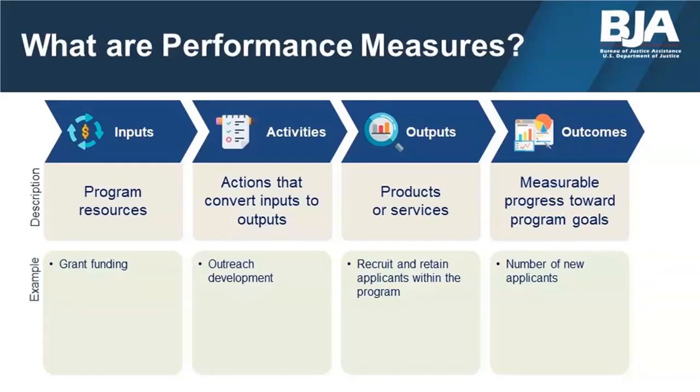Outputs are the accountable products or services that result from these actions. Outreach development, for example, may result in the development of various outreach materials, which we ask about in the JRJ Performance Measurement Questionnaire. Outcomes lead to longer-term program goals. While outreach development is a recruitment activity, it is not the end goal. Associated outcomes can, unsurprisingly, be found in the outcomes section at the end of the Performance Measure Questionnaire. This section includes items like the number of new applicants as well.